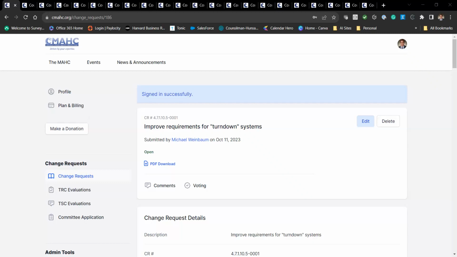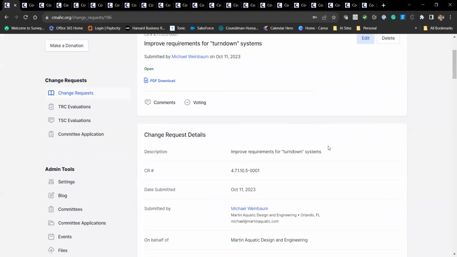So this first one is 47110-1. It was submitted by Dewey, I believe, and as part of the MAC and ISPSC harmonization. Or no, I'm sorry, submitted by Michael. Did I read that right?